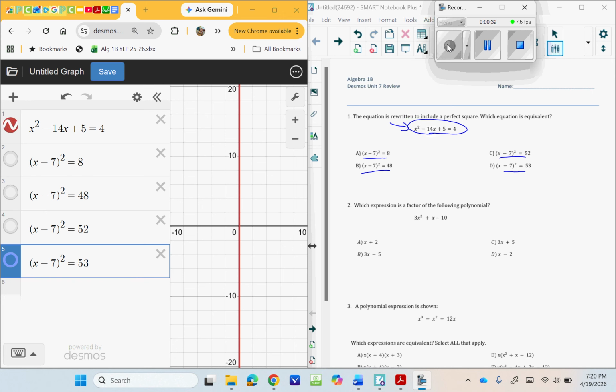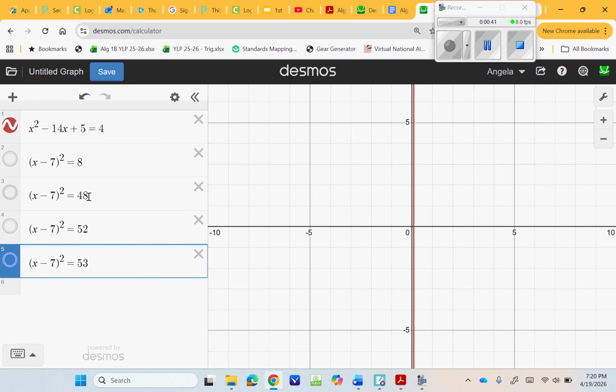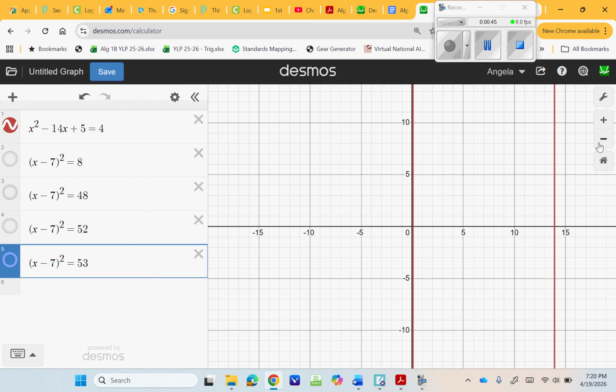Okay, so if you'll notice here, I have the equation set up and I have all four choices. I'm going to zoom out because I only see one line. Okay, there's the other line. So notice if you have a two, chances are you're going to have two lines here. So be on the lookout for that. I'm looking for the answer choice that covers up those two lines.